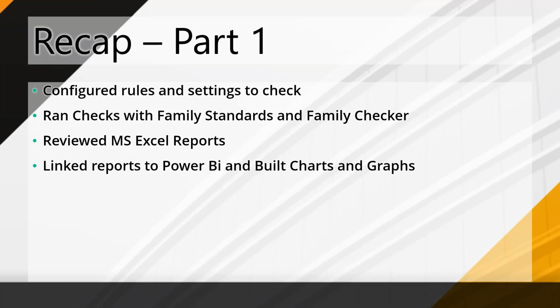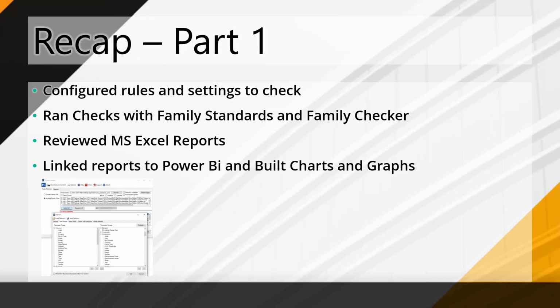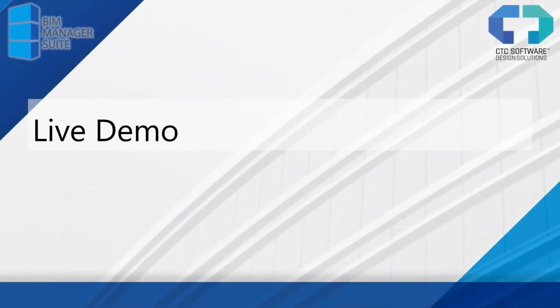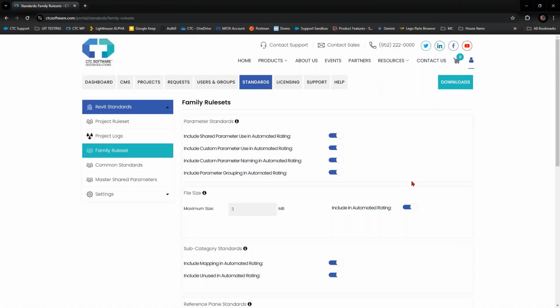So we talked about how to build those reports in Power BI, just so you can get a feel for how that all puts together. Below here, first was Family Checker, then we did Family Standards rule sets. Here are the reports that you received in an Excel format, and ultimately this is where we ended up at the end of part 1. And just real quick, I know this is a recap, so I'm not spending a ton of time on it, but I just wanted to make sure those of you who missed it know where to go.